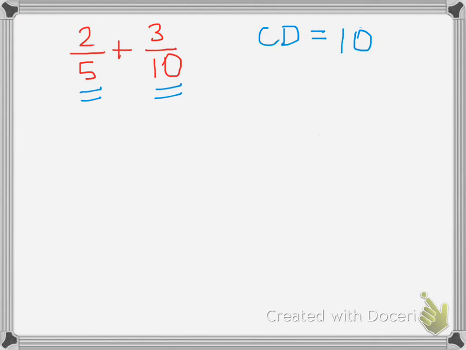So now I'm going to fix our fractions so that they have the same denominator. 3/10 already has the common denominator I want. So I'm just going to rewrite it. I don't need to change it. It's already the way it needs to be. 2/5 though, I need to adjust it. I need to make it so that it has a denominator of 10.